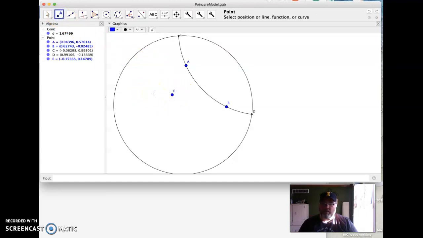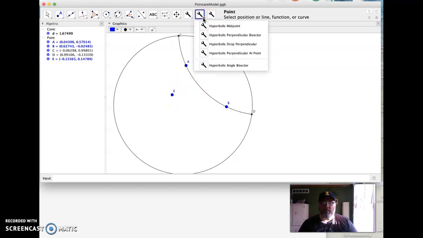I'm not going to call it P, I'm going to call it E. Doesn't matter what we call it. And then I'm supposed to construct a perpendicular to this line through this point. Oh, I hope I can do this.